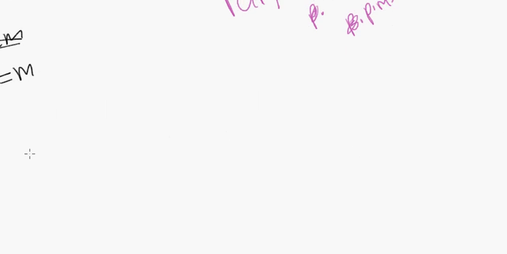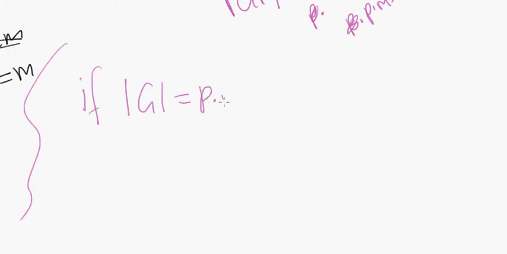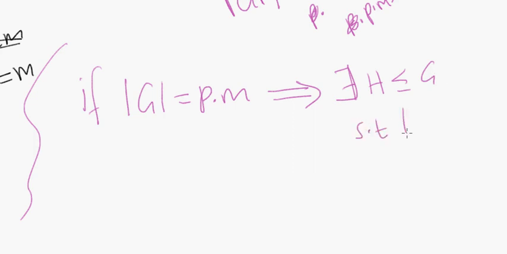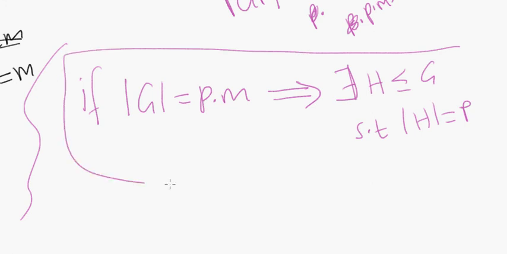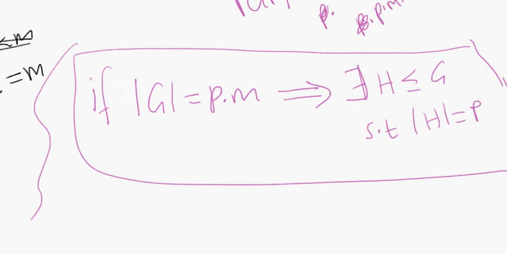If we have, can we conclude the following? Right, please verify, perhaps we made an error. Can we conclude the following, that at least if order of G equals P times M, that implies that there must exist some H subgroup of G such that order of H equals P. Can we at least conclude this much? Okay. So if we can, then wasn't this our base case?